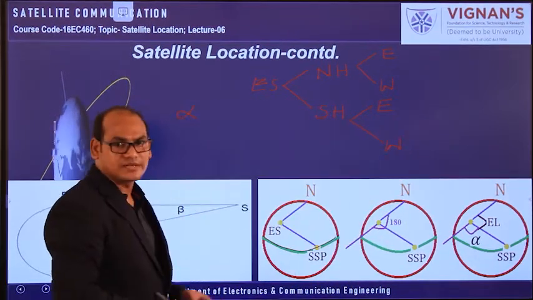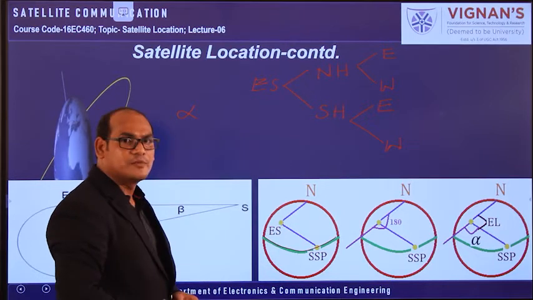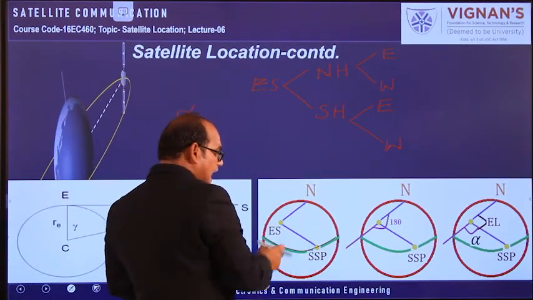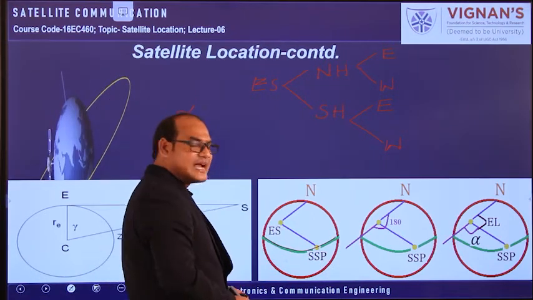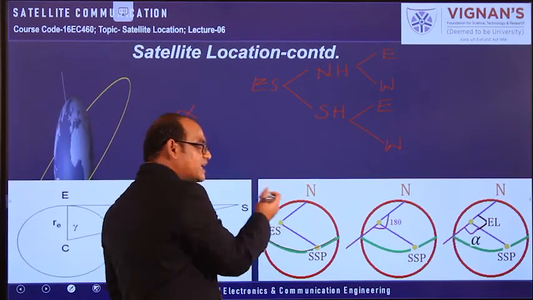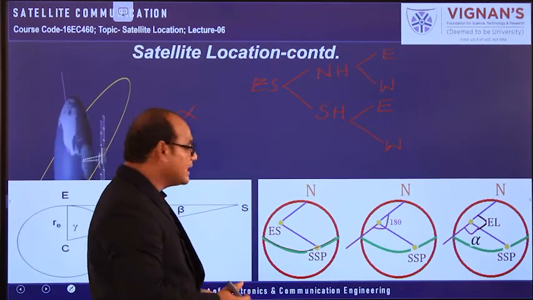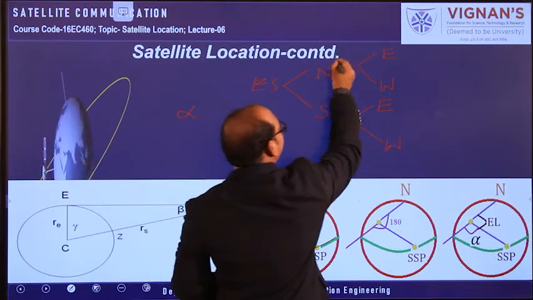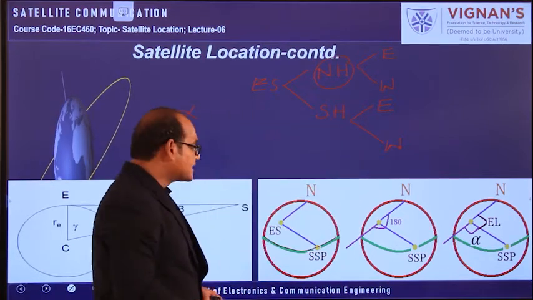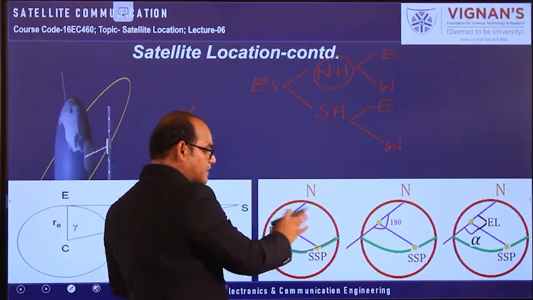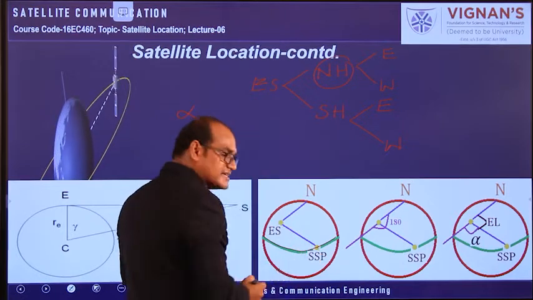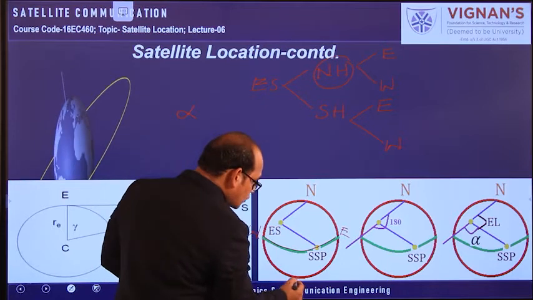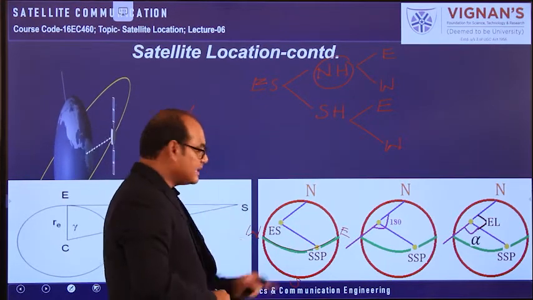Here one case is given. Here we can observe that north is available, the equator is available, and by observing this we can tell that the earth station is available above the equator. That indicates the earth station is available in the northern hemisphere. That means we are here in this case. Then here the subsatellite point is there. This is east, this is west, and here south is there. North, south, east, west.